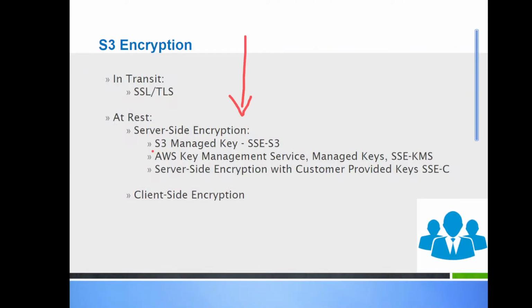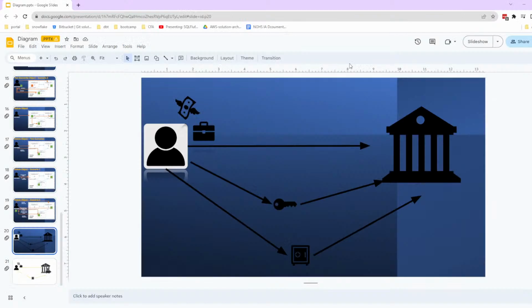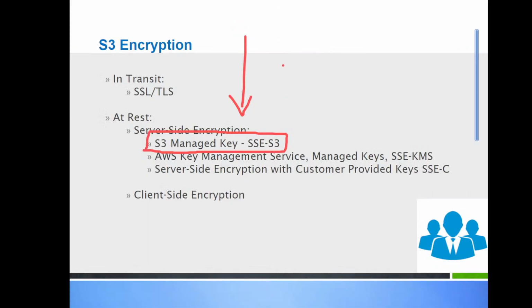So first is the S3 managed key. You can compare this with the first case: you go to a bank and deposit your money and forget about it. How the bank is keeping your money, how they are storing that money, you're not bothered about that. Similarly here, Amazon will create the key, Amazon will manage the key, Amazon will encrypt your data using this key. You are not bothered about anything.